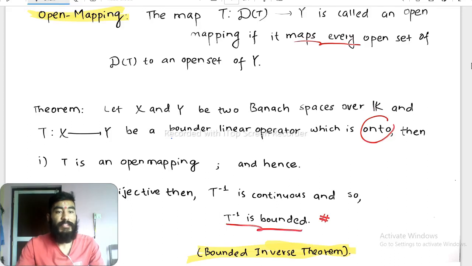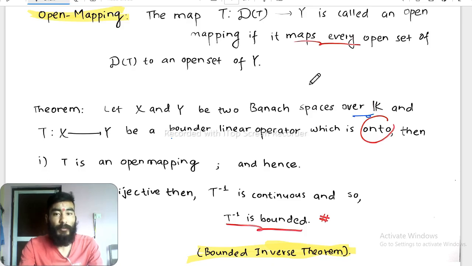Hello guys, this video is on the open mapping theorem and the bounded inverse theorem. The bounded inverse theorem is one of the fundamental theorems of functional analysis. The theorem states: let X and Y be two Banach spaces over the same field K.